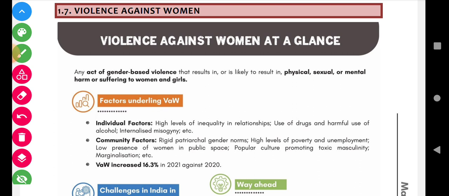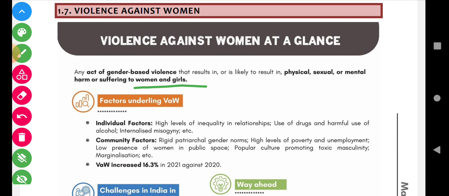So in this lecture we start violence against women. Violence against women is any act of gender-based violence that results in or is likely to result in physical, sexual, or mental harm or suffering to women and girls.